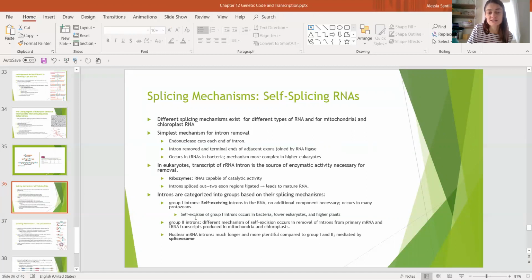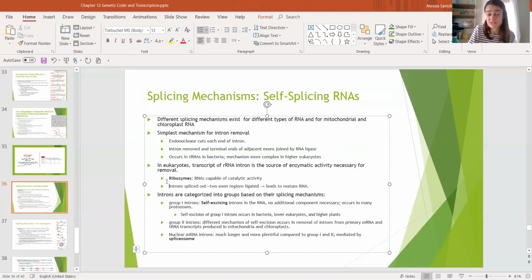So group 1 introns and group 2 introns can self-excise. They get rid of themselves all by themselves. This is possible because, if you remember, RNA does have a catalytic role. It can carry out catalysis. When RNA has catalytic activity, it's known as a ribozyme, and this can be seen with introns splicing themselves out. We're also going to see that in the spliceosome, the big complex that takes the mRNA introns out. It's not solely made of proteins. One of its main components is small nuclear RNAs, which allow for the function of the spliceosome. So it has this ribozyme component as well.